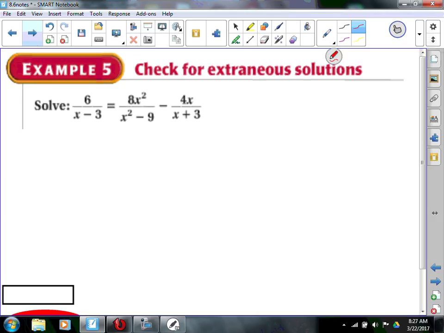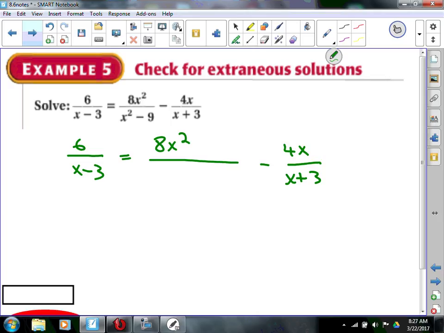This is kind of like some things that you saw on that quiz on Monday. And this is the last example we're going to look at today, and we'll end it with this. So 6 divided by x minus 3 is equal to 8x squared divided by something, minus 4x divided by x plus 3.